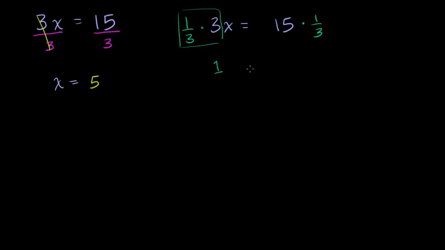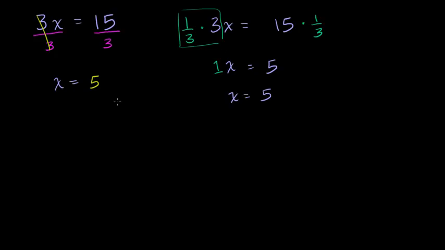1x is equal to 15 times 1/3, which is equal to 5. And 1 times x is the same thing as just x. So this is the same thing as x is equal to 5. And these are actually equivalent ways of doing it. If you divide both sides by 3, that is equivalent to multiplying both sides of the equation by 1/3.